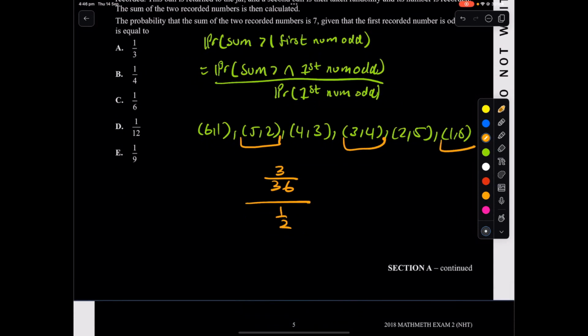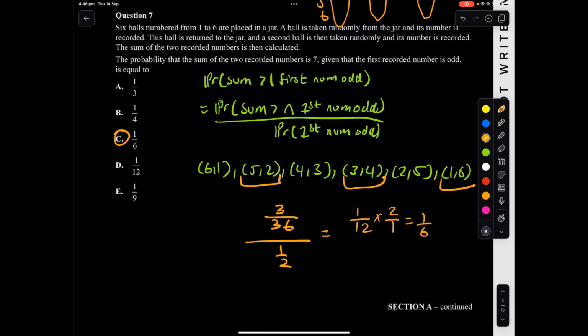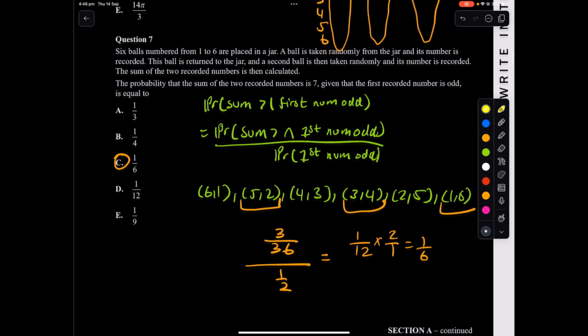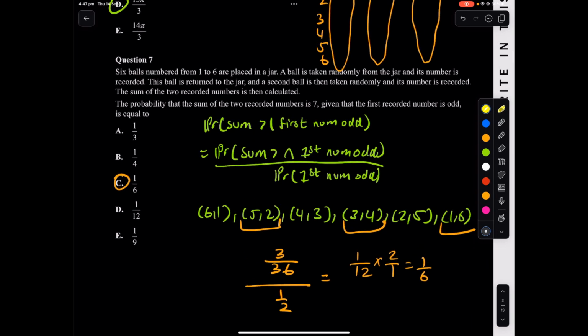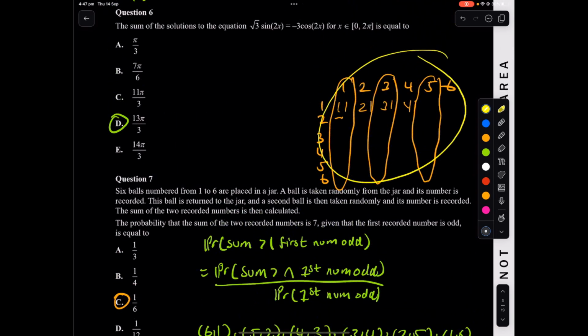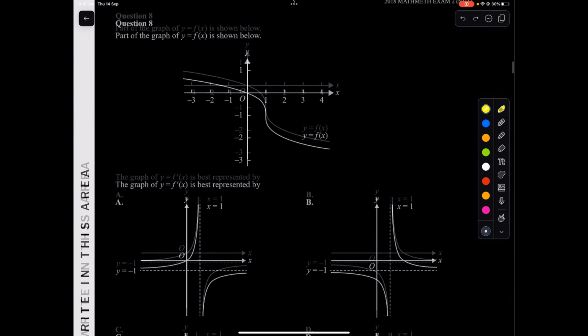So multiply by half. So we're saying 1 over 12 divided by half. So times 2 over 1, which is 1 on 6. So C is your answer. Hope that's right. Yeah, this is like a year 11 textbook question. I've seen this question before, so yeah, you would have to use this kind of diagram over here. Question 8. Part of the graph of y equals f of x is shown.